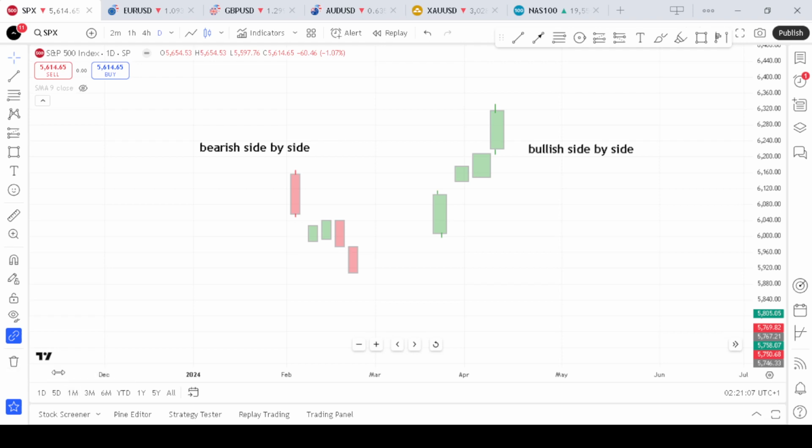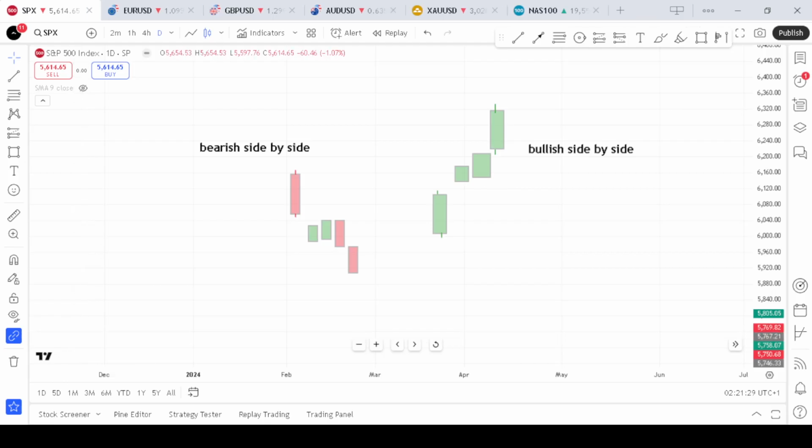By understanding how to recognize and use this pattern effectively, you can refine your trading approach and potentially increase your profitability. So stick around with us until the end of this video to learn how to identify and leverage the side-by-side candlestick pattern for a better trading outcome.